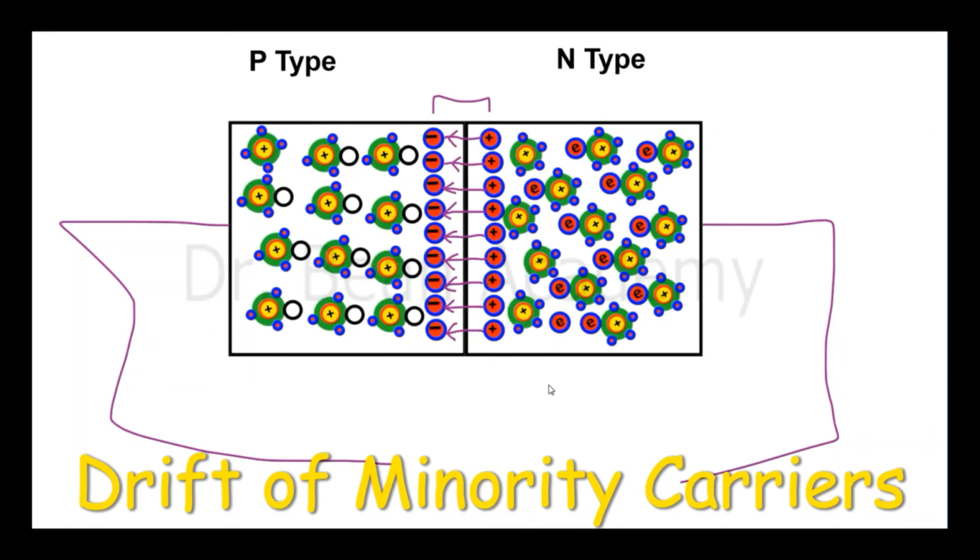So that is called drift current. Drift current is because of the electric field which has been set up by the potential barrier, and there is no external source involved. If there is an external source involved, that is another current. It is not drift current.